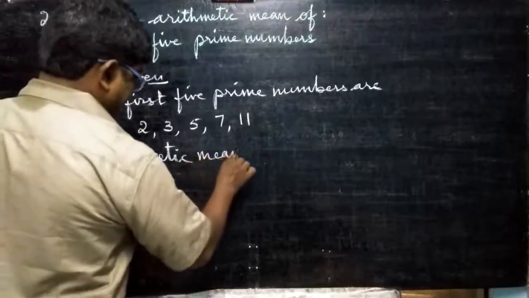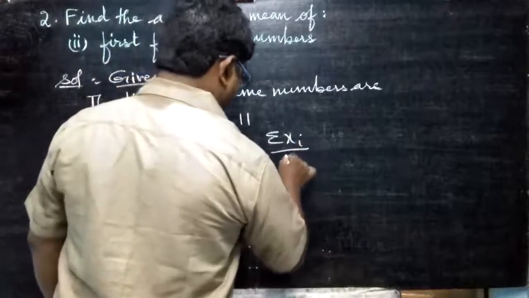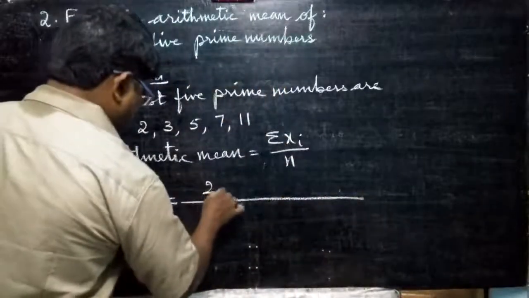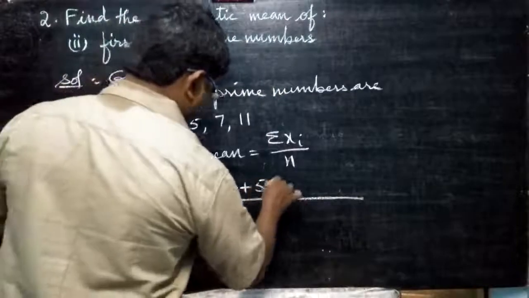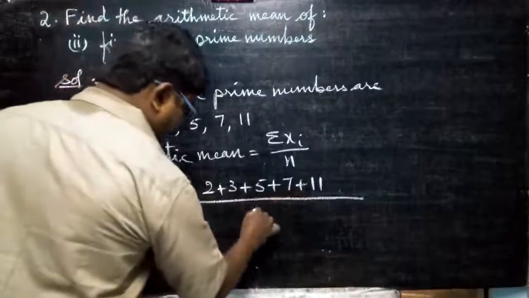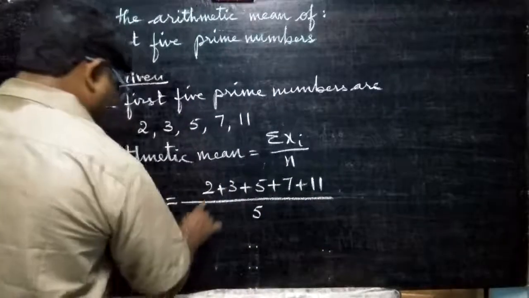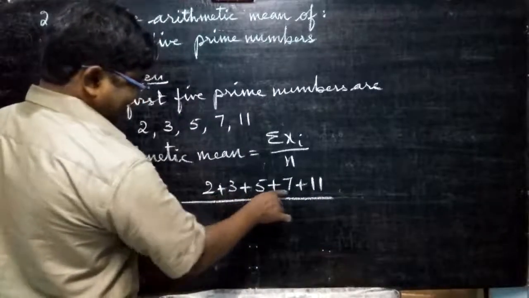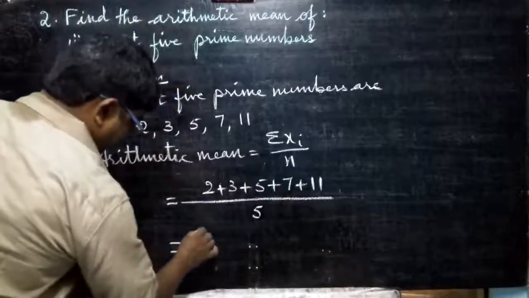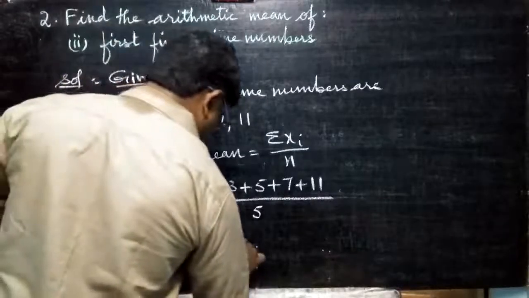Arithmetic mean is equal to sigma f xi by n, that is equal to 2 plus 3 plus 5 plus 7 plus 11 by how many? 1, 2, 3, 4, 5, divided by 5. So now add: 2 plus 3 is 5, 5 plus 5 is 10, 10 plus 7 is 17, 17 plus 11 is 28. 28 by 5. Divide. When you divide, how much will you get?